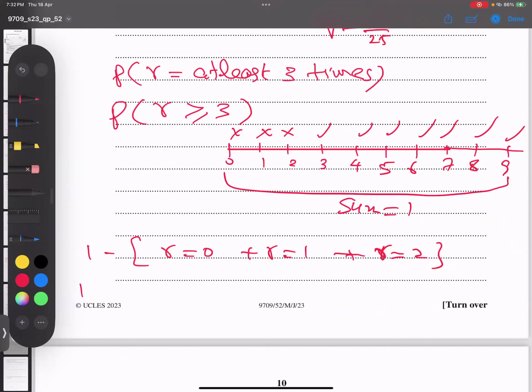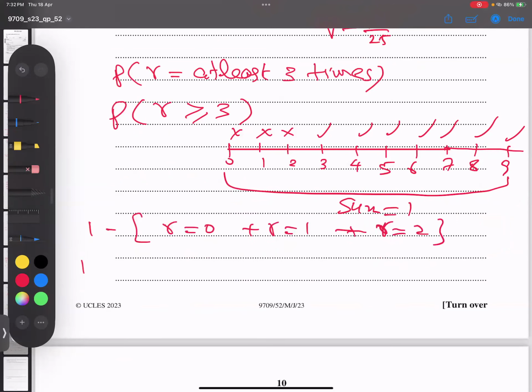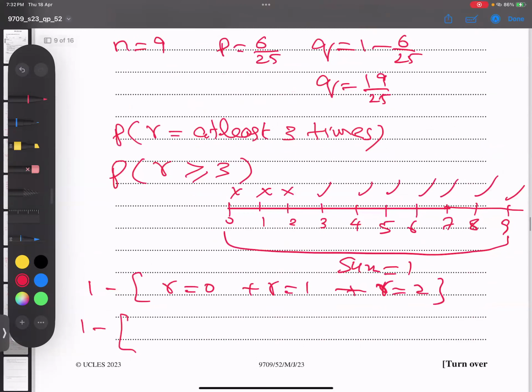Space may be a problem, so I drag up. Now, students, I'm applying this formula. And according to the formula, n is 9. So 9C0, 2 brackets.